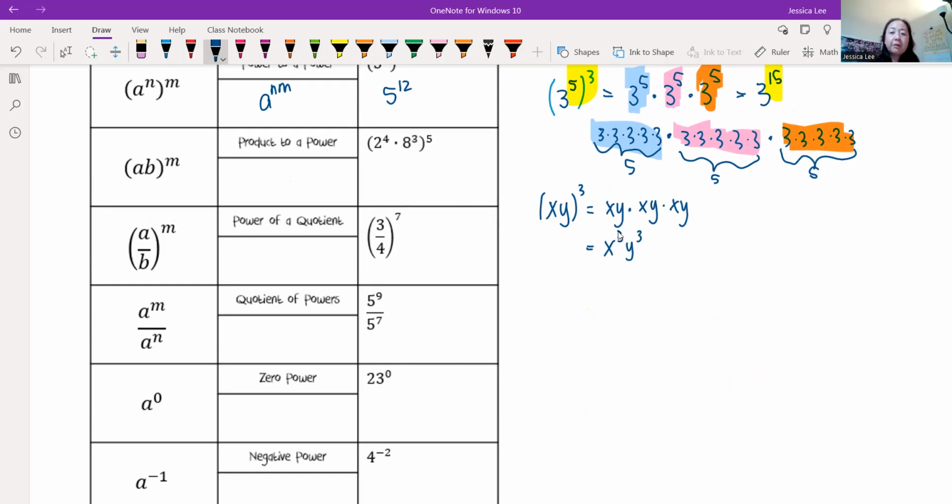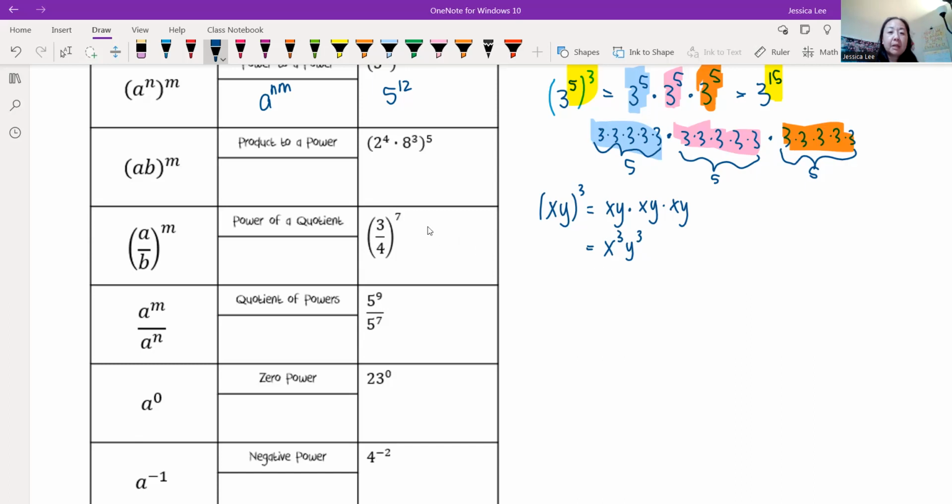Now all of a sudden we don't have any parentheses anymore, and we just have x cubed and y cubed. If you want to think about it, it's kind of like distributing a little bit. Some people have likened it to that. So yeah, that's all you get. Well, there's another thing.